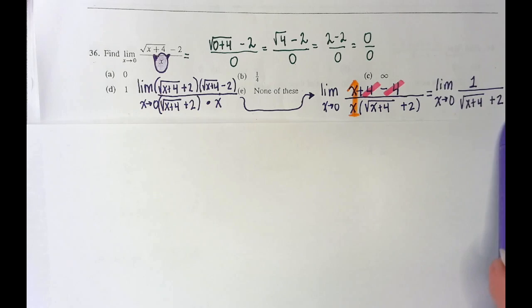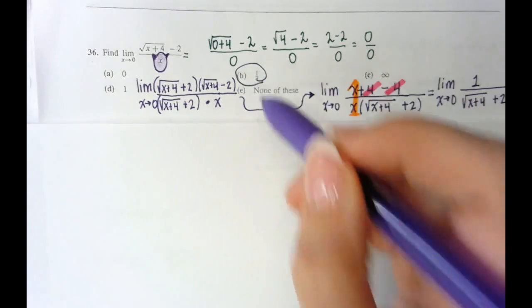Square root of 4 is 2. 2 plus 2 is 4. 1 over 4, 1/4. And we got the answer.